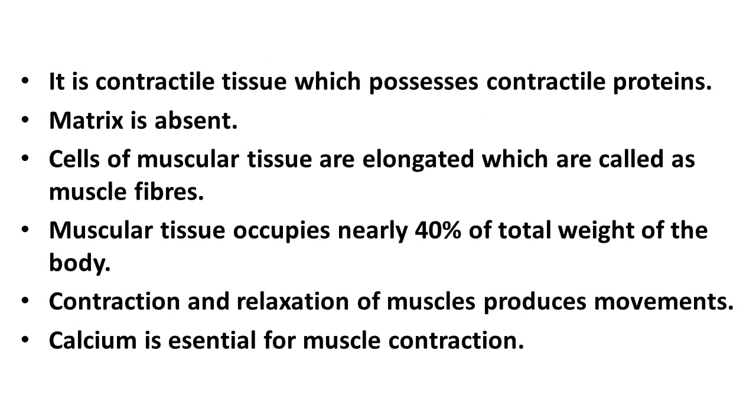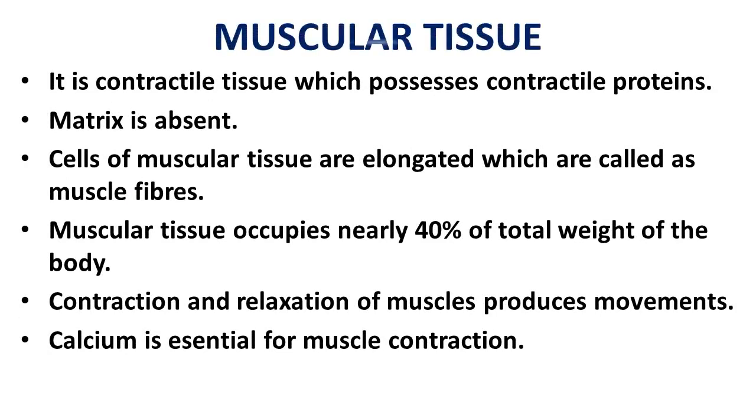Next, a very important type of tissue that we see in our body is muscular tissue. Now, muscular tissue has a special type of proteins called contractile proteins. And the very important feature of this tissue is that here the matrix is absent. So far we have discussed matrix. Even in epithelial tissue I have spoken about matrix. Even when I discussed connective tissue I told you about matrix. But in muscular tissue the matrix is entirely absent.